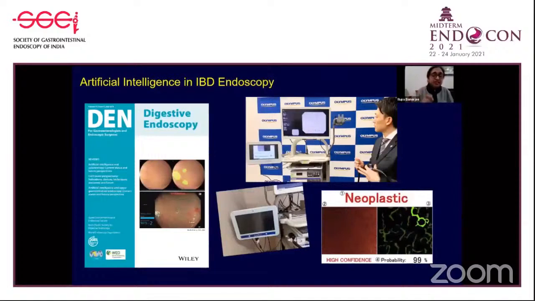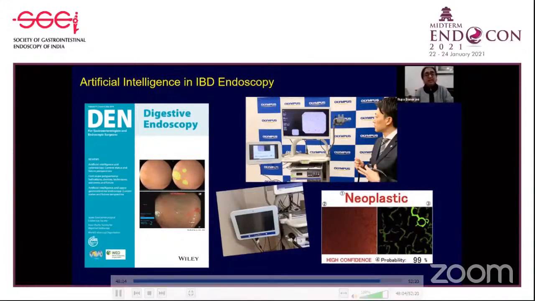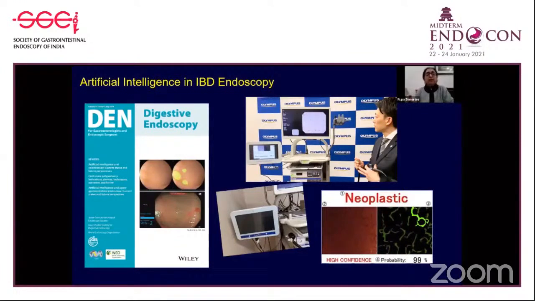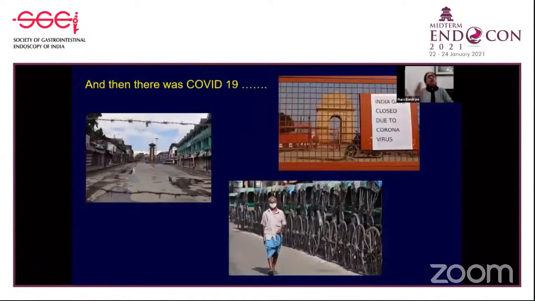Artificial intelligence in IBD endoscopy is reaching the headlines of journals. The EndoBrain from Olympus is already available. While you are doing the colonoscopy, it will tell you, as you can see here, neoplastic, high confidence, probability of 99%. So a lot of our headaches and tasks are gone. It is a constant help to us, if not everything. If the EndoBrain suggests that this area is possibly neoplastic, we can take biopsies then and there, and in fact go in for therapy immediately.